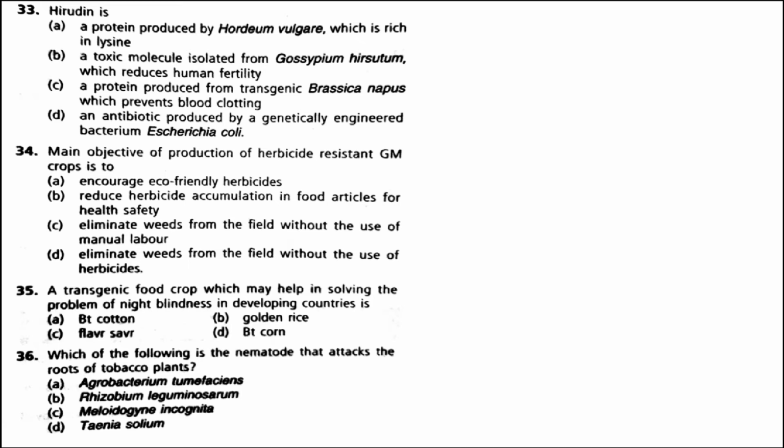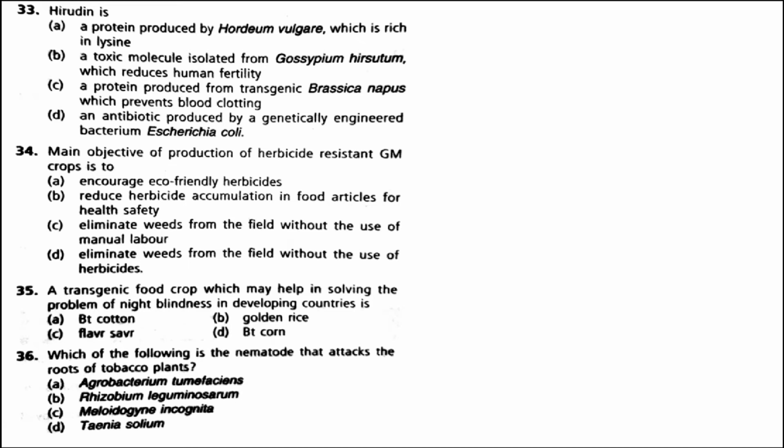Next, the main objective of production of herbicide-resistant GM crops is to: A. Encourage eco-friendly herbicides. B. Reduce herbicide accumulation in food articles for health safety. C. Eliminate weeds from the field without the use of manual labor. D. Eliminate weeds from the field without the use of herbicides. So the answer will be option B.